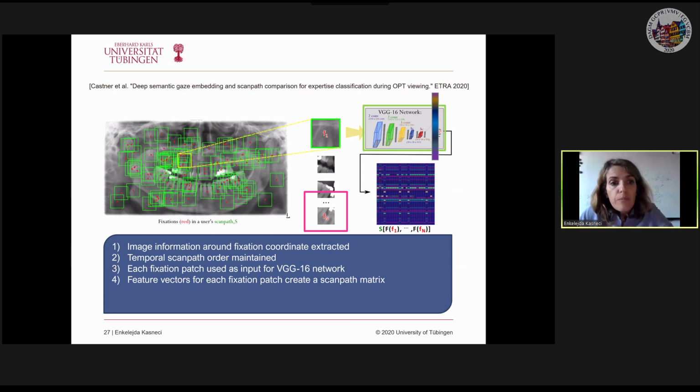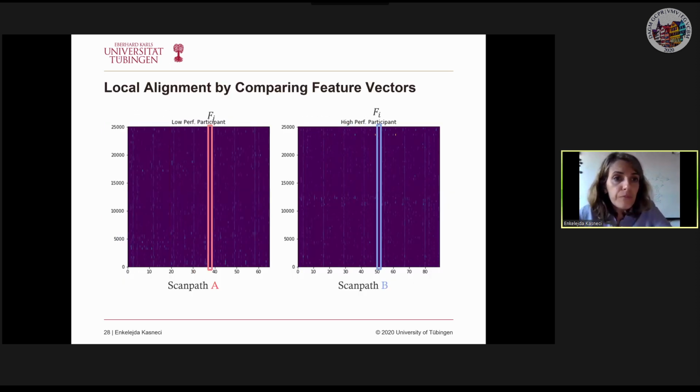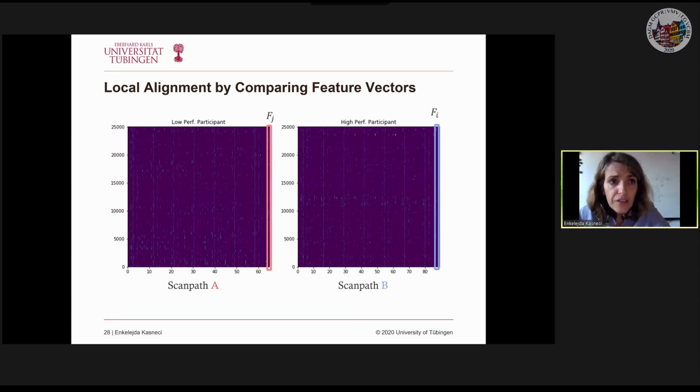And this way, by having the feature vectors aggregated, we can create a scanpath matrix, and we can use the scanpath matrix or the matrices of different scanpaths. We can compare the matrices of different scanpaths instead of doing scanpath encoding and comparing those. So the local alignment is basically done by comparing feature vectors.